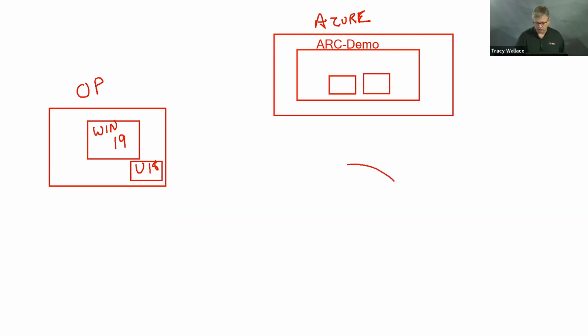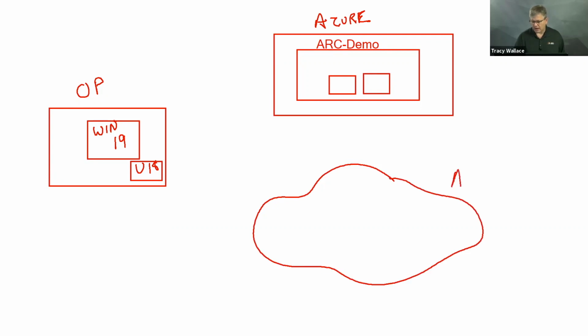And for some reason I feel compelled to draw this as a cloud. I have AWS, and I've got a couple of EC2 instances running. I've got a Windows 2019, and I've also got an Ubuntu. Now the Ubuntu, I think that's 18.